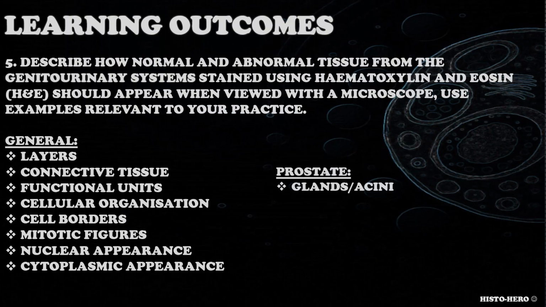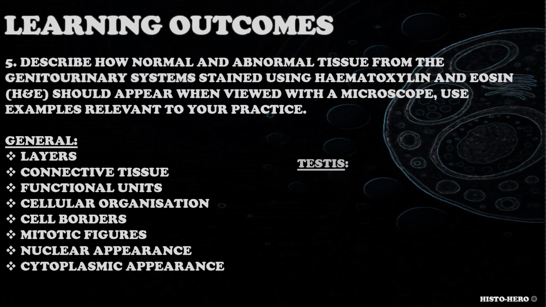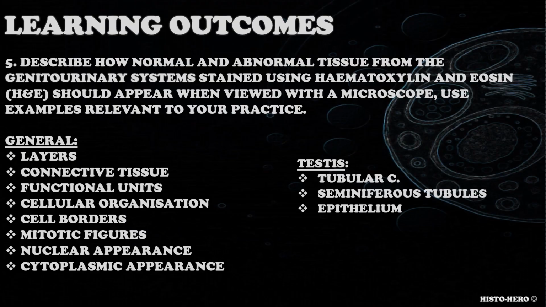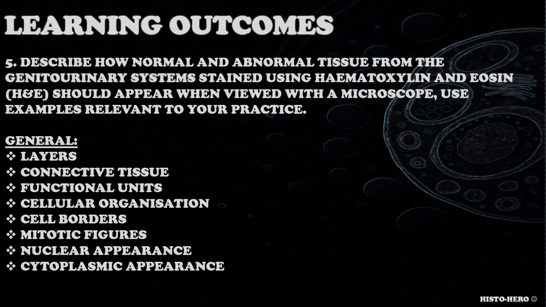Prostate and glands or acini lined by pseudostratified columnar epithelium, stroma containing smooth muscle and dense collagenous connective tissue, corpora amylacea, small pink laminated calcifications sometimes found in the space, cell types like secretory cells that are hormone sensitive and produce PSA, basal, luminal or neuroendocrine cells. Testis and tubular compartment and seminiferous tubules for sperm production lined by germinal epithelium, interstitial compartment, rete testis lined by ciliated cuboidal epithelium. Cell types like Sertoli cells creating the blood testis barrier, spermatogenic cells, Leydig cells producing testosterone, myoid cells that can pump fluid and sperm out.